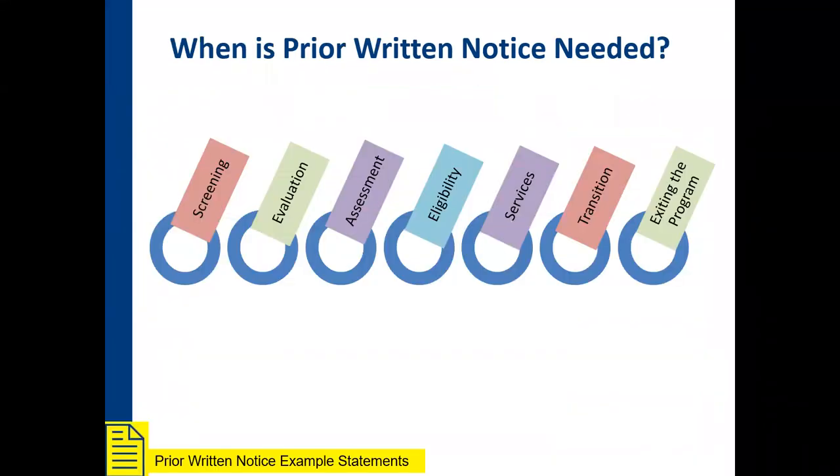Prior written notice is to be provided at 7 points in the IFSP process: screenings, evaluations, assessments, eligibility, services, transition, and exiting the program. We've created a matching handout to share with some example prior written notice statements in various situations. I will just click through these quickly to give you an idea of the elements, and you are invited to refer to your handout at a later time. You may also wish to pause the recording at any point to read through a statement thoroughly.